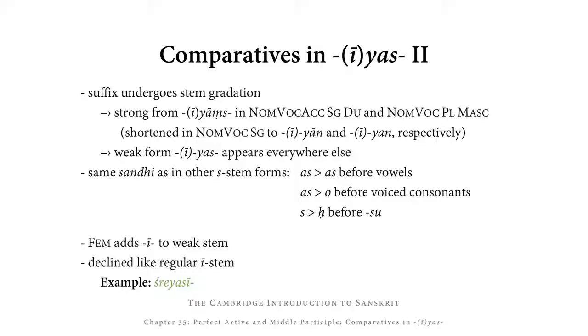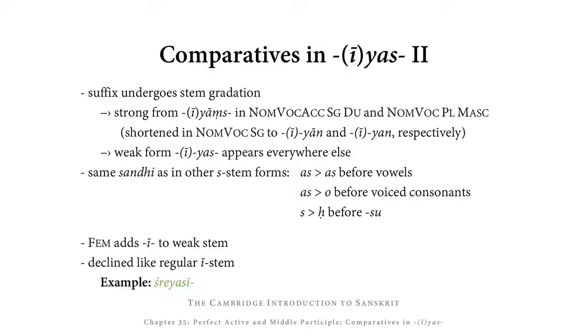The suffix undergoes stem gradation, so in the strong cases it appears as yas or iyas, and in the weak cases it appears as yas or iyas, and the suffix has the same sandhi as other s-stem forms would, so as remains as as before vowels. It appears as o or before voiced consonants, and it appears as visarga before unvoiced consonants, i.e. before su, which is the only ending that begins with an unvoiced consonant, i.e.